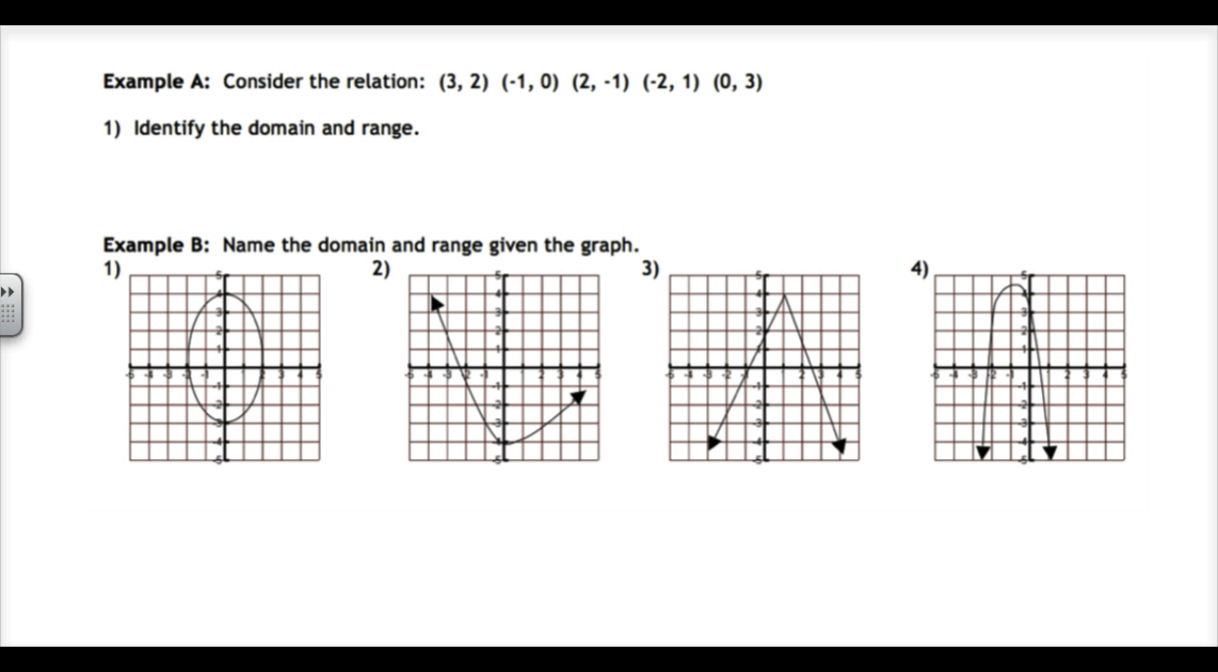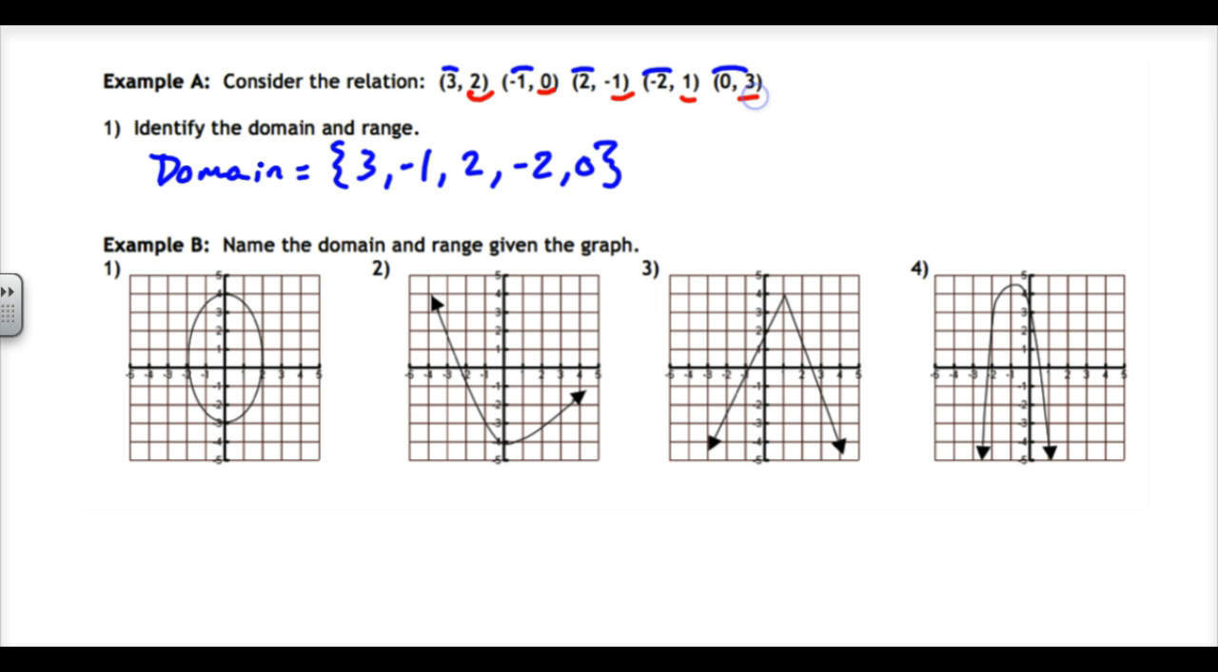So if I ask you guys to identify the domain and the range of a function, for the domain, all we do is list off all of your x values. We've got 3, -1, 2, -2, and 0. So we're just going to list those off: 3, -1, 2, -2, and 0. And then if I ask you for the range, you're going to list off all your y values. Every single one of the y values. Every unique y value. If one repeats itself, we don't have to list it twice, and we'll see that later on. So 2, 0, -1, 1, and 3.